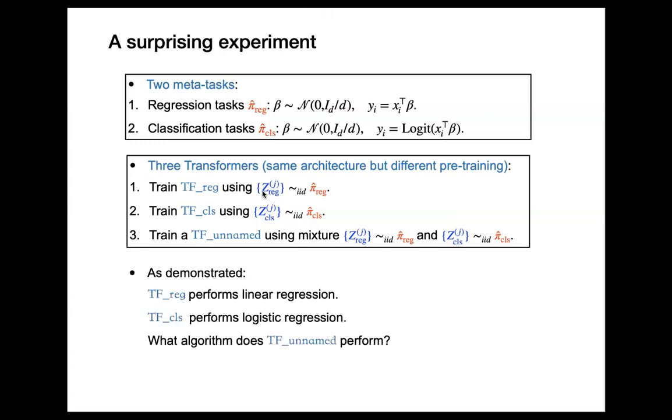We know that TF-reg can perform linear regression, and TF-CLS can perform logistic regression, as we have shown before. The question is, what algorithm does this TF-unnamed perform? In the pre-training phase, we have 2 sets of different tasks. We train this TF-unnamed. And then in the test phase, we just randomly choose a task, maybe a regression task or a classification task, and put it into the transformer and ask, what's the output of this TF-unnamed?